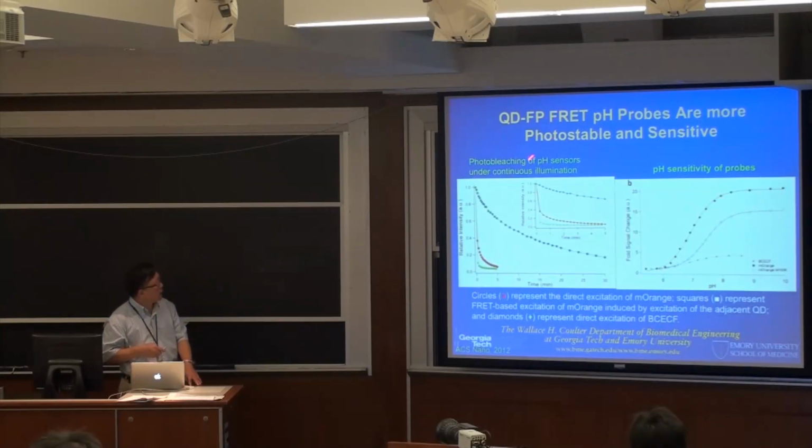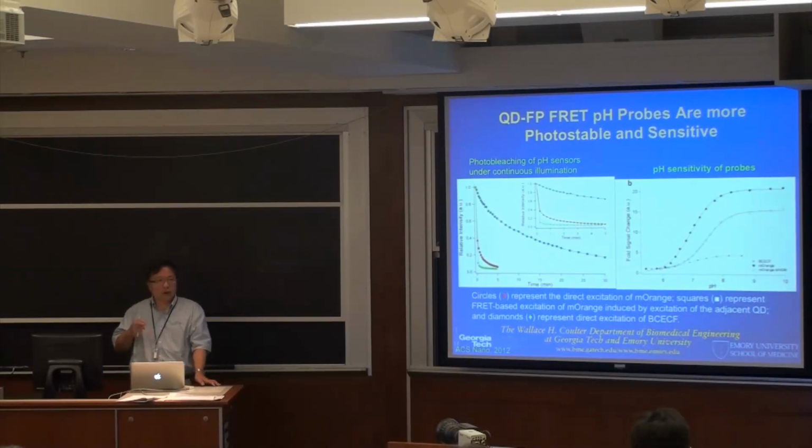Now, if you combine the mOrange with quantum dots, even after 10 minutes, you still have 50% of the signal. So that's one of the major reasons why we want to combine mOrange with a quantum dot, so that we could address the issue of photobleaching.